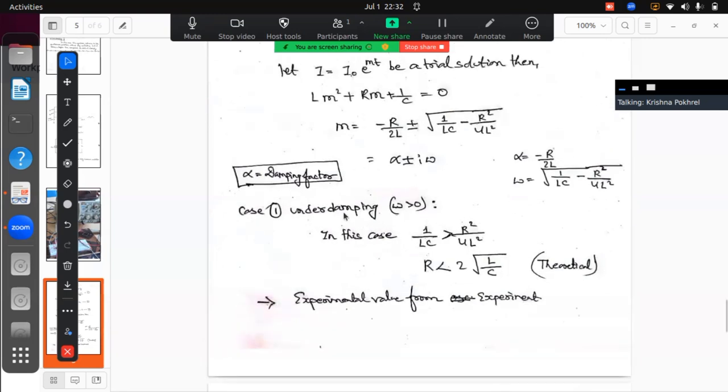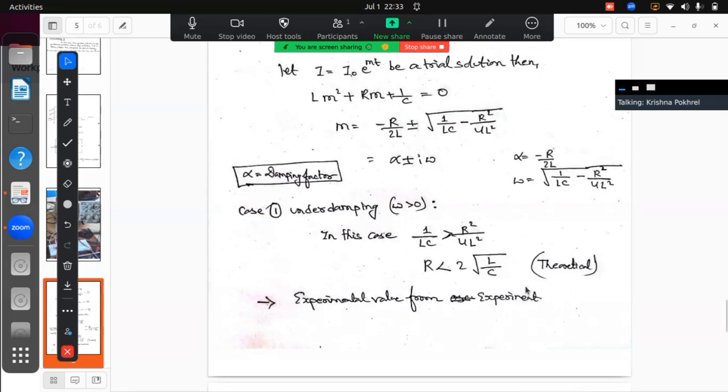The first condition is the underdamping condition, where the omega value is greater than 0. If you keep this value greater than 0, the root will be cancelled and you will get R less than 2 root over L by C. L is the value of the inductor and C is the value of the capacitor. Apply the values and get the value of resistance below which you can observe the underdamping condition.